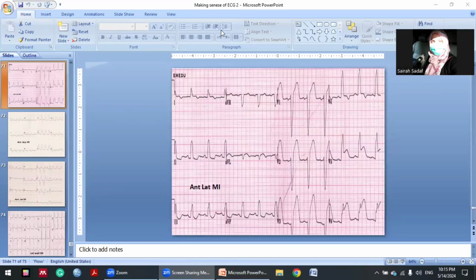Someone is asking, ma'am, in bundle branch block, if we don't check lead 1 and only check V1 and V6, is it okay? Yeah, that's totally cool. You can just look at the findings in V1 and V6. But if you want to be more careful, also check lead 1 as well.